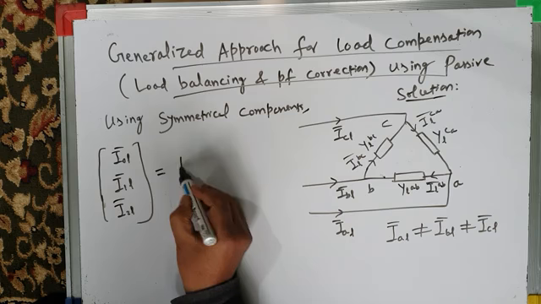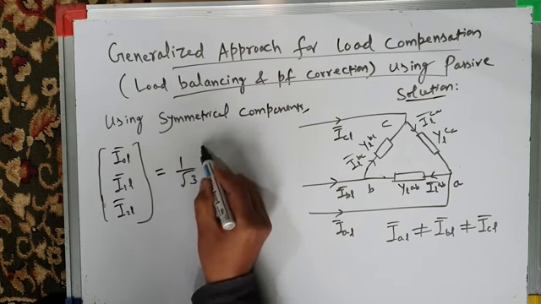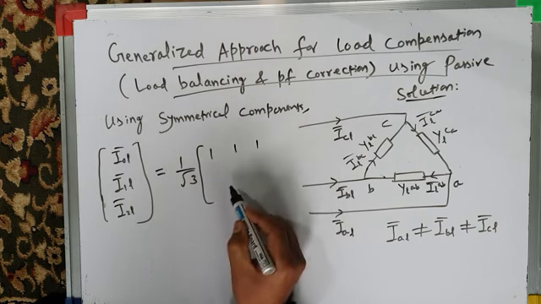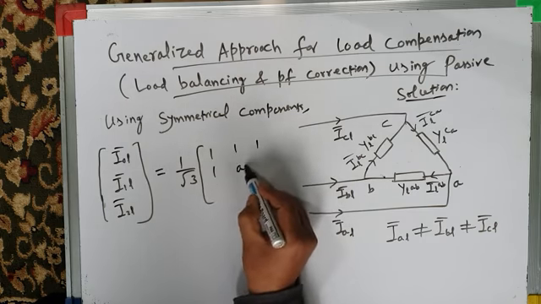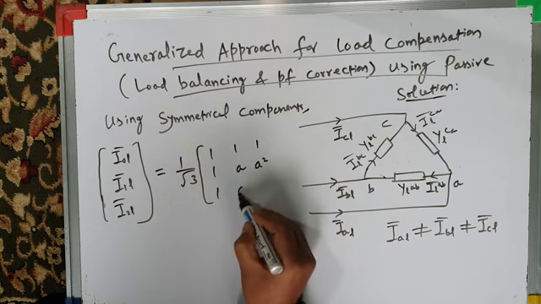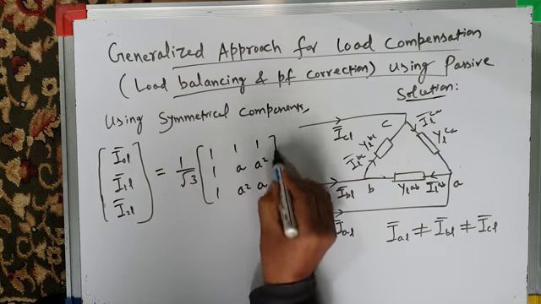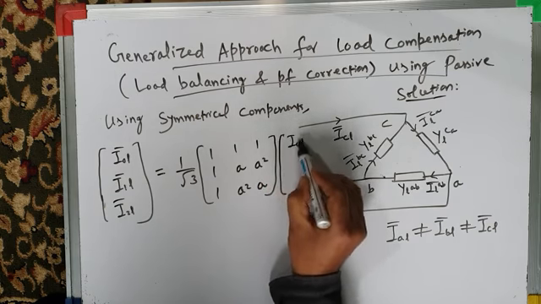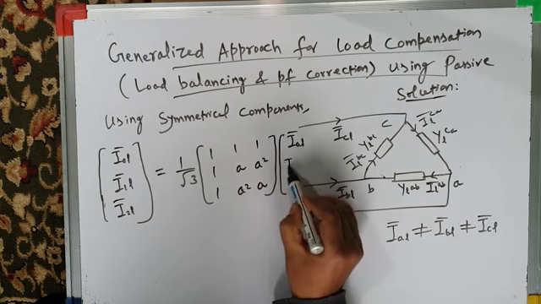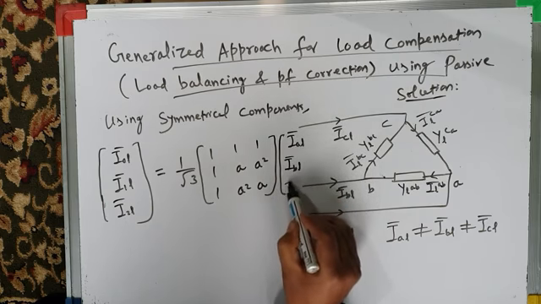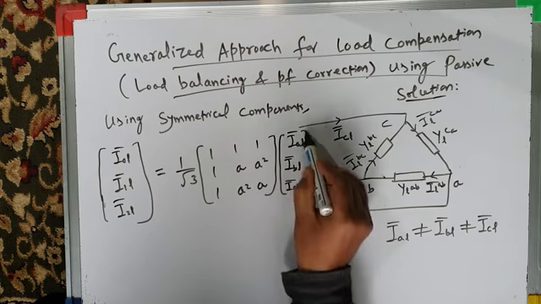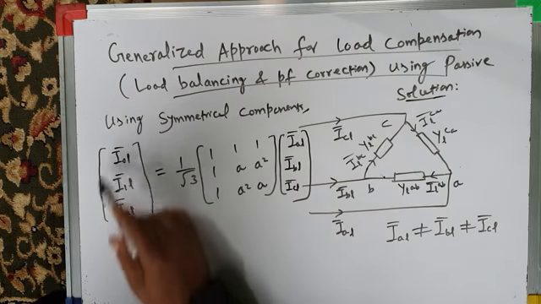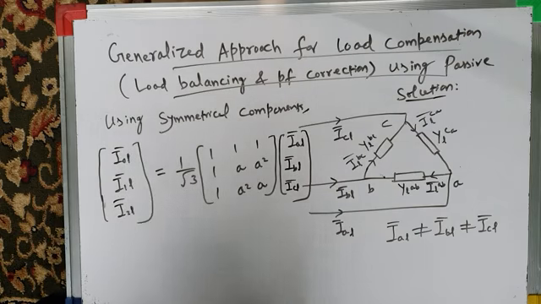So this is equal to 1 by root 3 times this matrix, the conversion matrix: 1, 1, 1, 1, A square, 1, A square, A, multiplied by the three line currents, IAL, IBL, ICL. This is how we represent these sequence components or symmetrical components of currents.